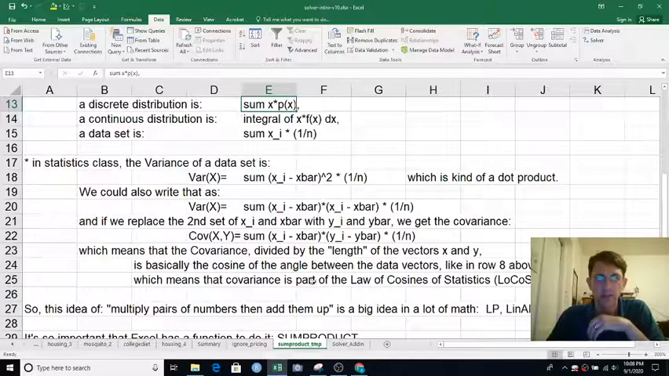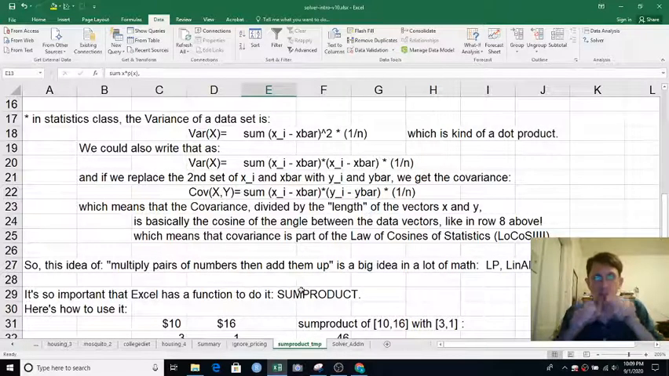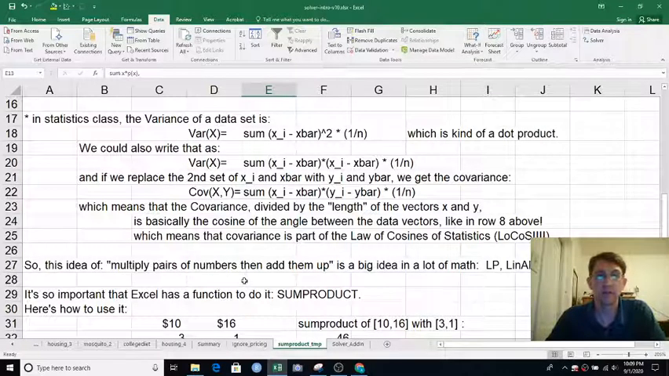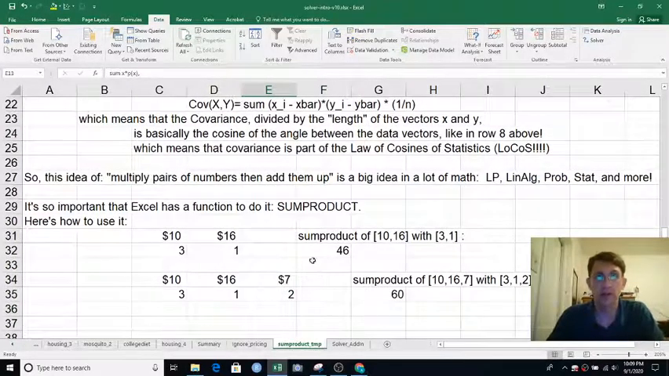So I think I've convinced you that this idea of multiply the first two, multiply the second two, multiply the third two, add them all up is a big idea that happens in a lot of math. And it's such a big idea that Excel has a function to do it called SUMPRODUCT. So you can see how we're taking products and then summing them up. So here's how to use it, and we'll be using SUMPRODUCT over and over again.